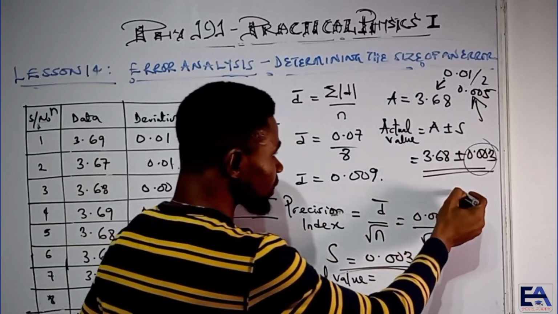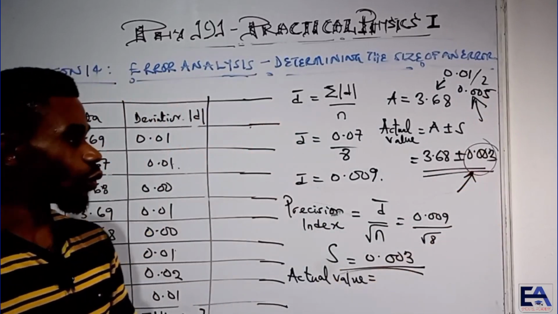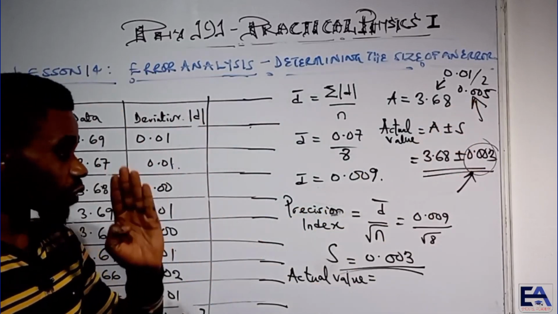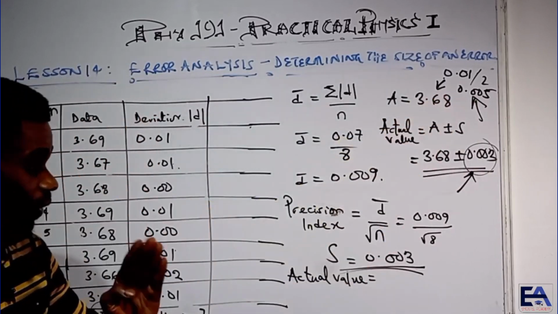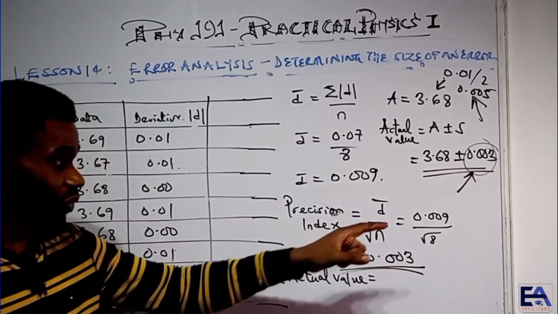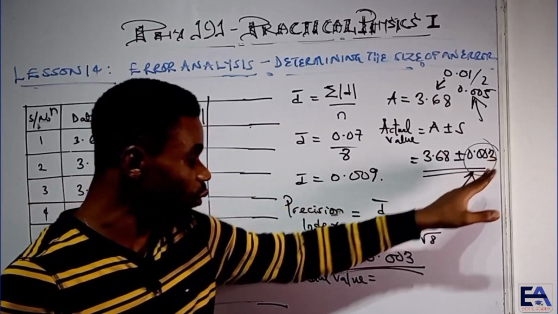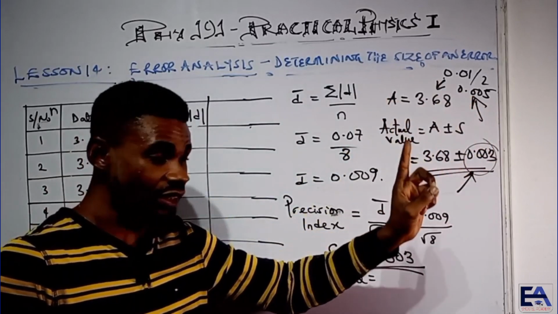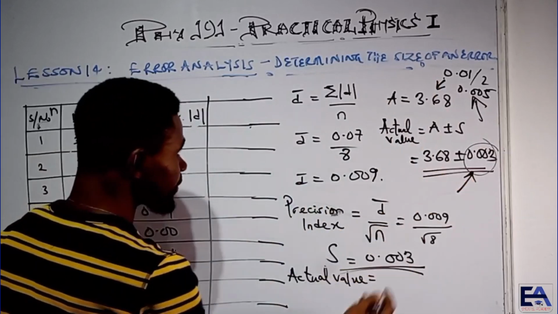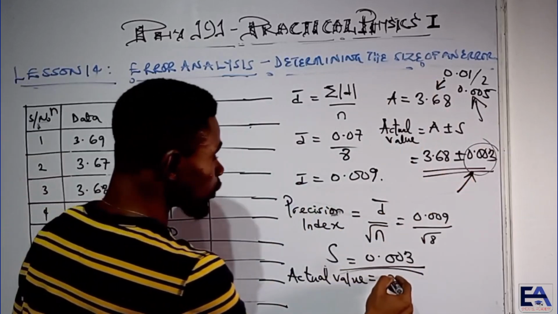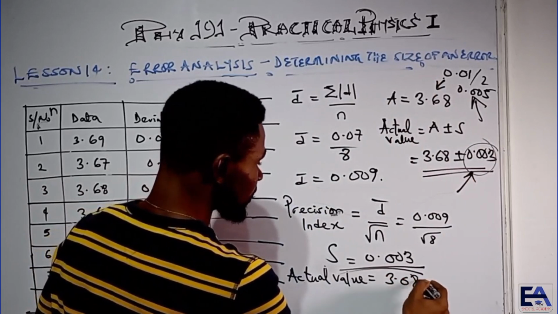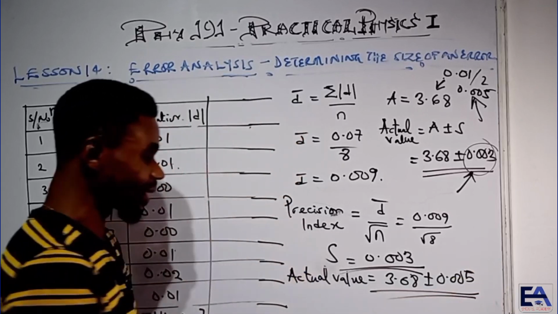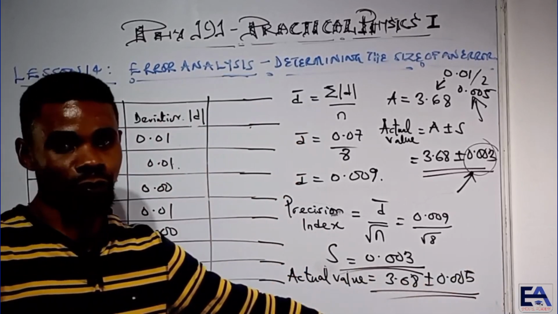Meanwhile, the precision index is 0.003. So we see that the precision index is not up to the possible error. Just because 0.003, the precision index, is not up to the maximum possible error, we are going to ignore it. So our final answer is going to be 3.68 plus or minus 0.005, meaning that we stick to the maximum possible error.